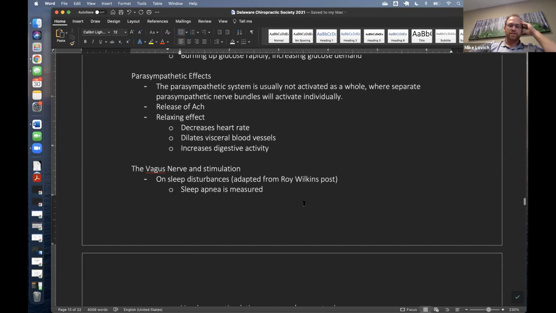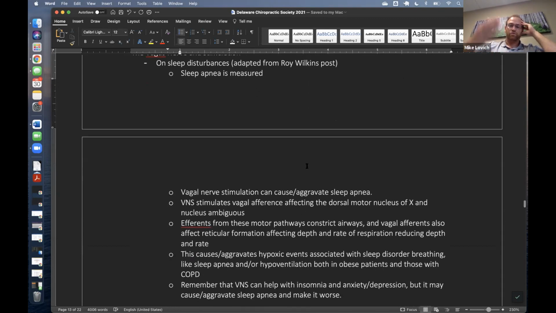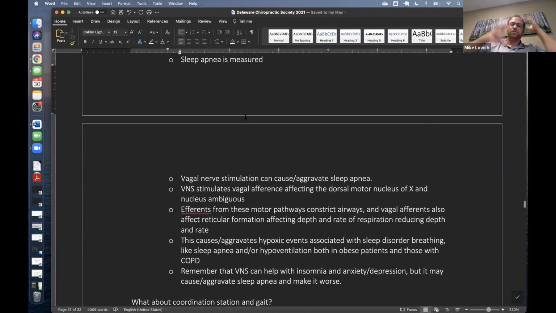So since sleep apnea is measured by a reduced rate of respirations, vagal nerve stimulation can cause and aggravate sleep apnea. VNS stimulates vagal afferents, affecting the dorsal motor nucleus of cranial nerve 10 and nucleus ambiguus. Tying it into other things, what does the dorsal motor nucleus of cranial nerve 10 do? All the muscles that are associated with cranial nerve 10.